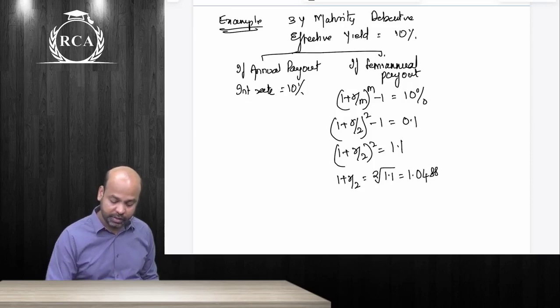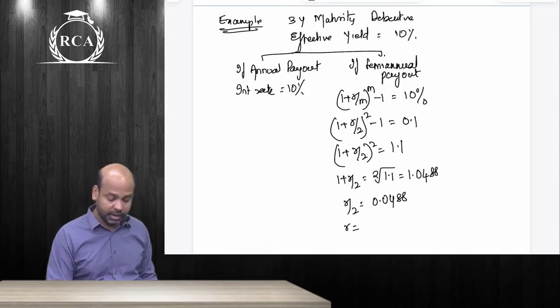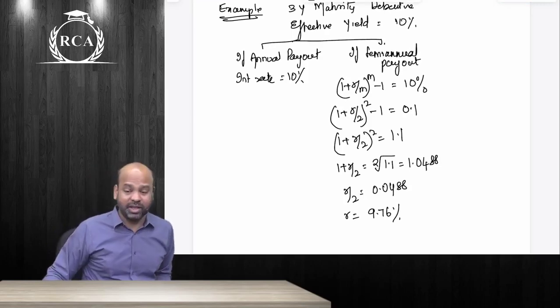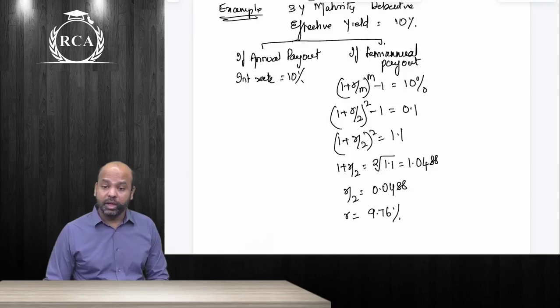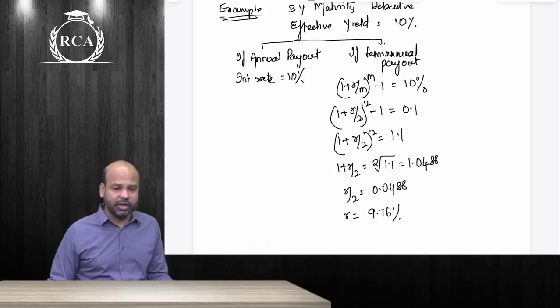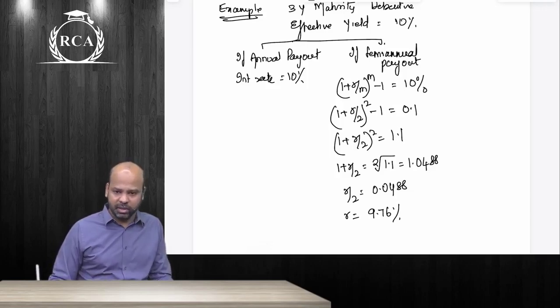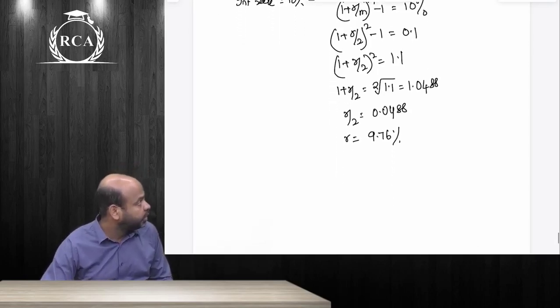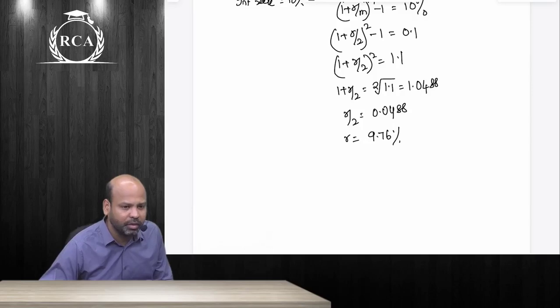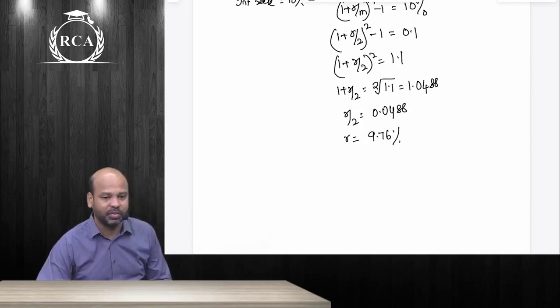1.0488. Now guys, the value of r/2 will be 0.0488 and the value of r is 9.76%. So they will offer a coupon rate of 9.76% so that the investor effectively realizes 10% per annum. Whoever is investing in this debenture undoubtedly has reinvestment risk. If he does not reinvest that amount at the same rate, he is not going to effectively realize this amount. 1 + r/2 = square root of 1.1. You will get the value of r as 9.76%.